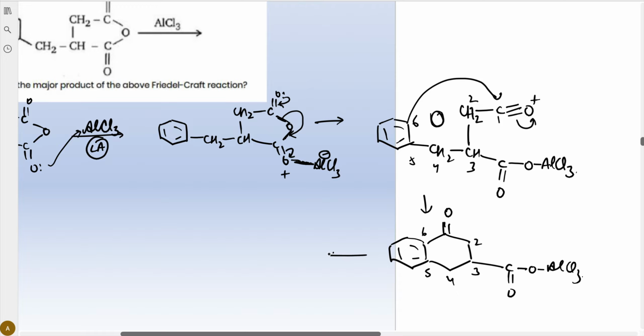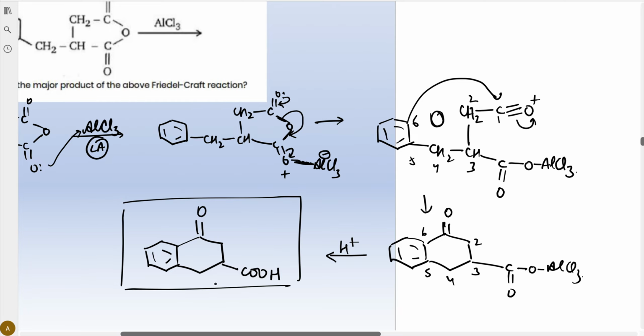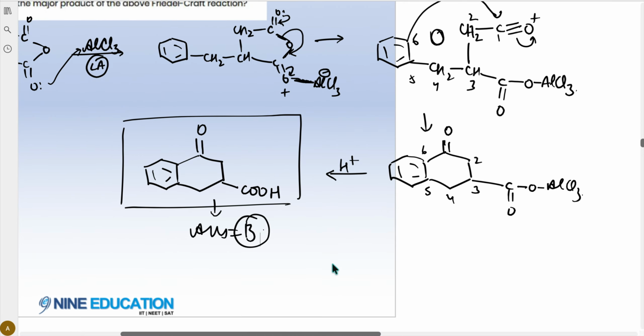And after the workup of this reaction, acidification of this reaction, the product will be like this. So here you will get carboxylic acid and above you will get ketone. So the answer will be this, and the answer given in the options will be B. Try to see this question, simple it is.